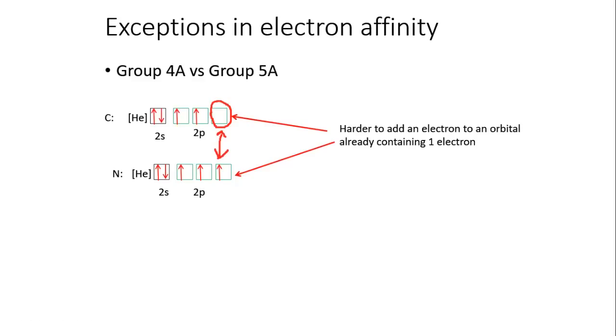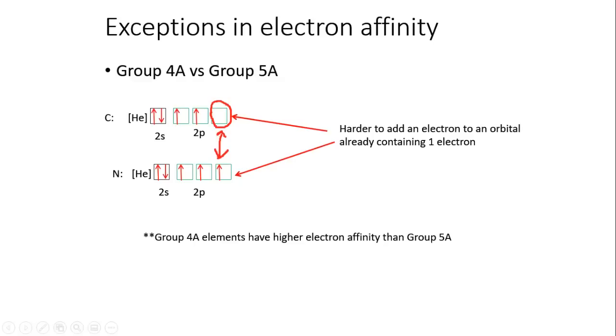Just like when you're on the bus, it's easier to sit in a seat that's empty versus a seat that has some stranger in it. So the same thing is true. Carbon has an empty orbital. It's easier to put an electron in it, so it has a greater electron affinity than nitrogen. And this is true for all corresponding pairs on every row. 4A is always higher in electron affinity than 5A.